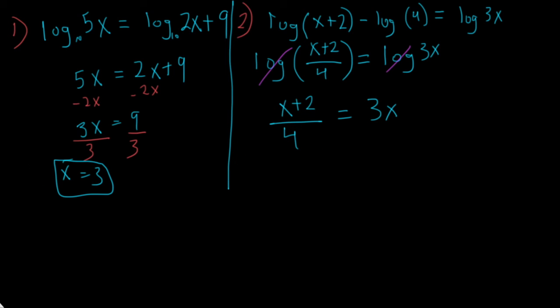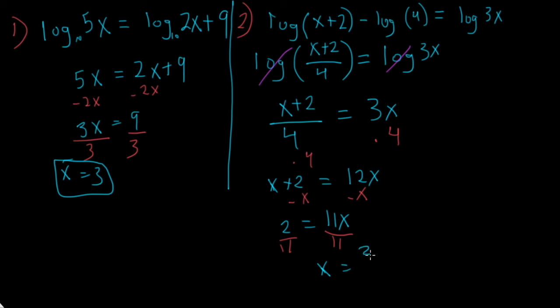Now we multiply by 4, multiply by 4, we get x plus 2 is equal to 12x. Minus x, minus x. We get 2 equals 11x. Now we're going to divide by 11. So x would equal just 2 over 11.